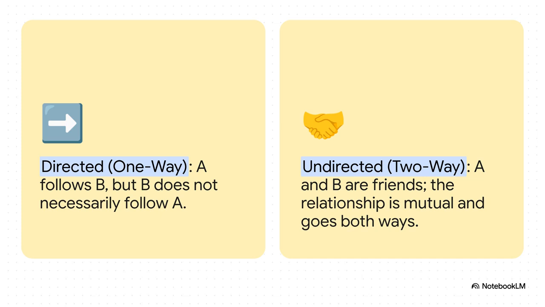Now, a quick but super important detail. Not all connections are created equal. Some links are directed, meaning they only go one way. Think about Twitter. I can follow you, but you don't have to follow me back. Then you have undirected links, which are mutual, like a friendship on Facebook. If we're friends, the connection goes both ways. This little difference changes everything in the analysis.